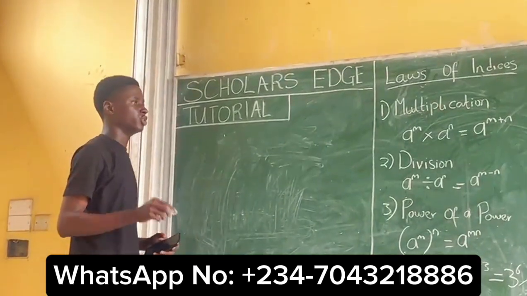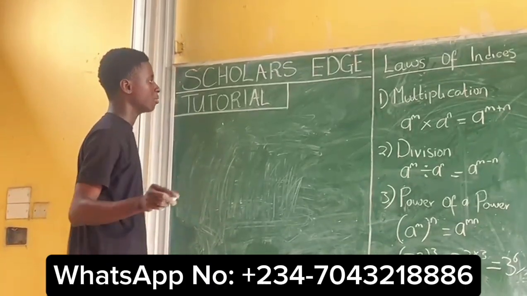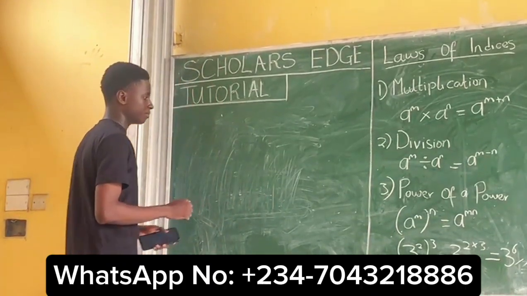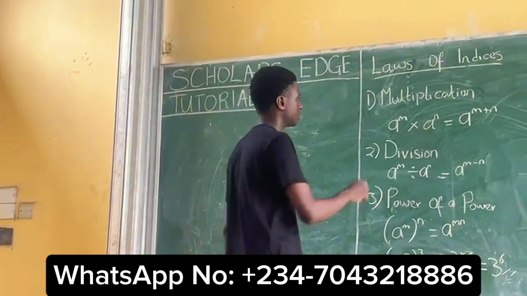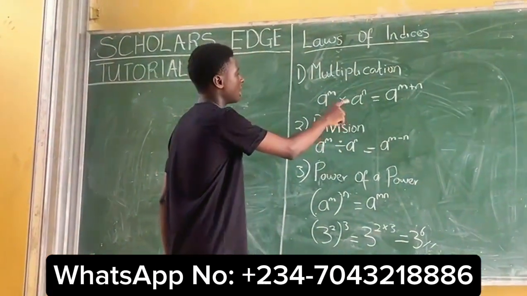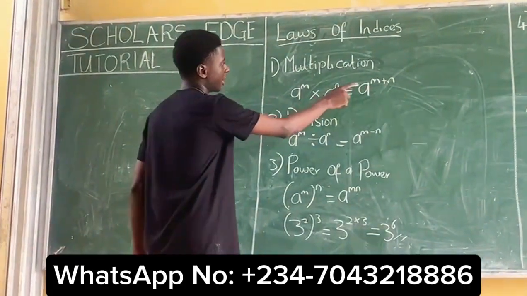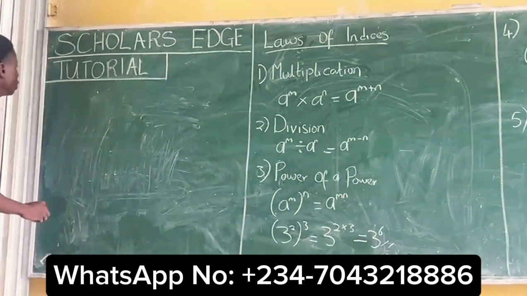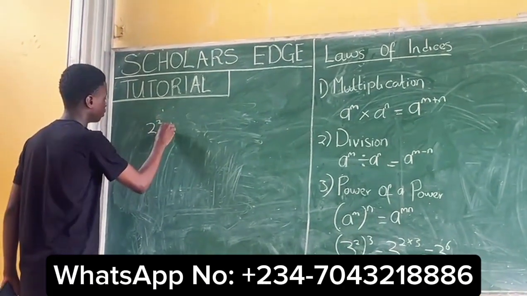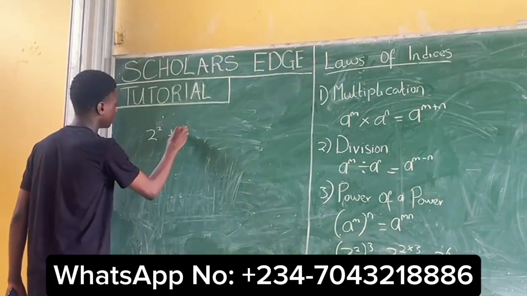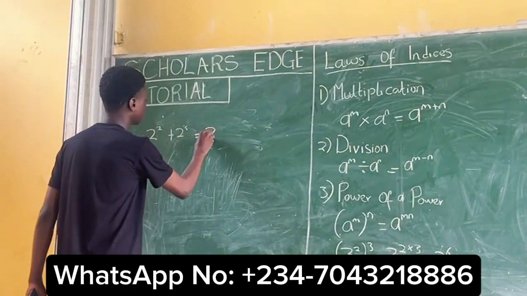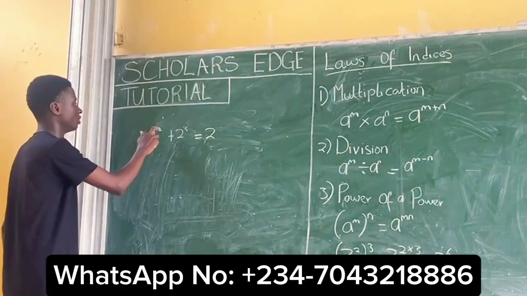Common mistakes we need to avoid. There are common mistakes. If you notice, I said if they have the same base, under the multiplication rule, you should add the powers. Most of you will go ahead and do this: 2 to the power of 2 plus 2 to the power of 3, and then you pick one base and you add the powers.